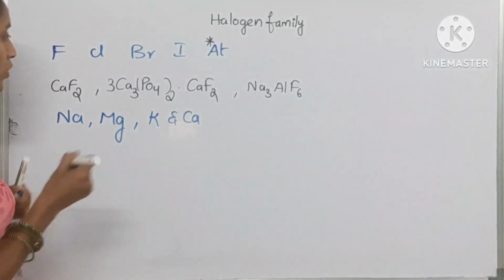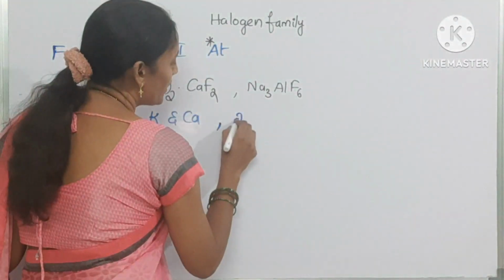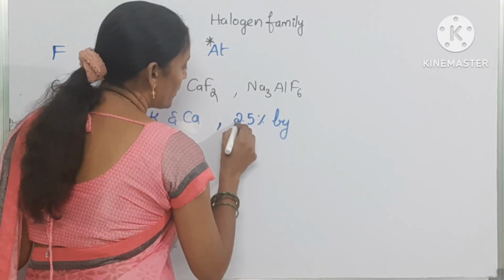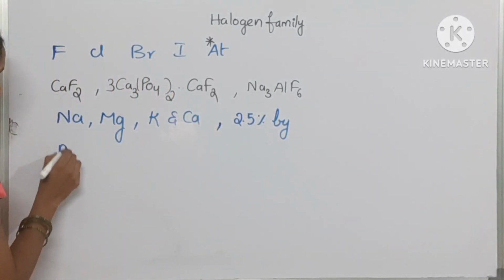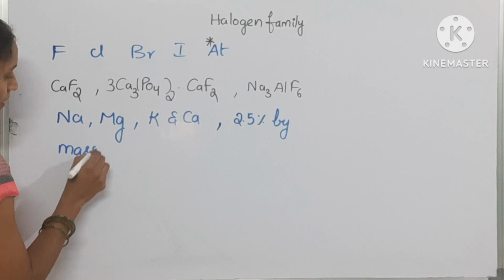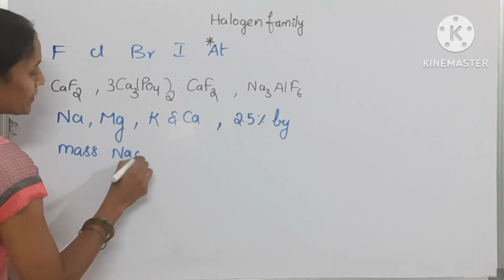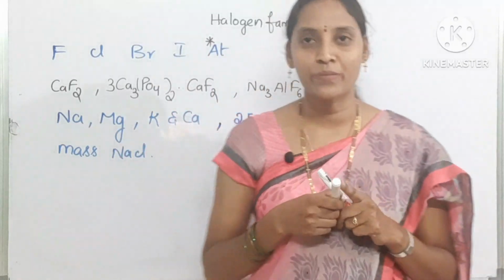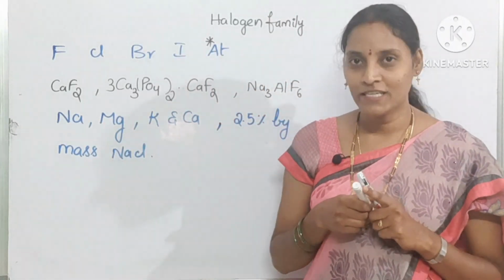Especially if you see sea water, 2.5% by mass NaCl is present in the sea water.